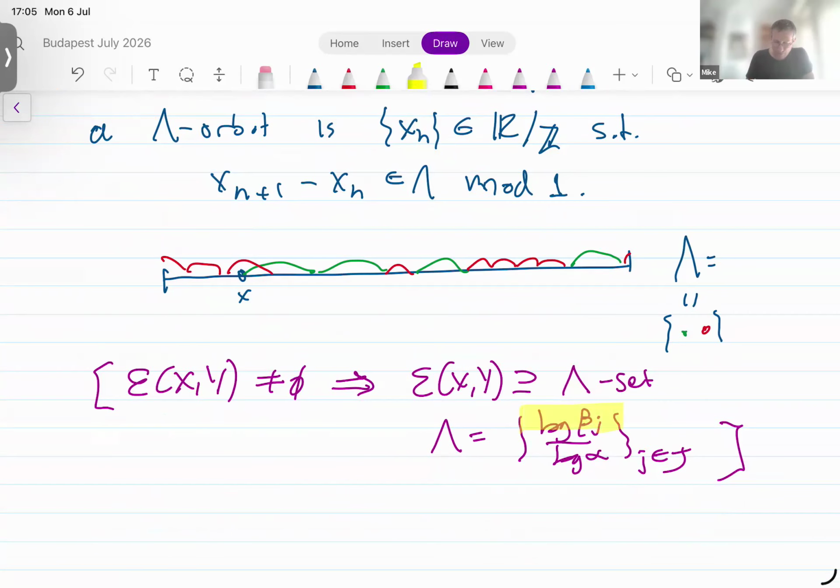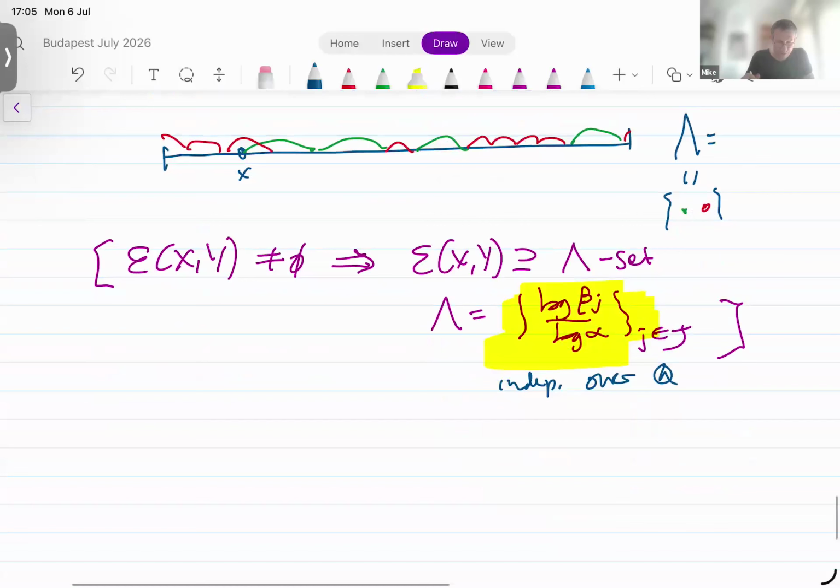And we know from the assumptions of Fink's conjecture that this set is independent over the rationals. That was the conjecture, that if this set is independent, then there are no embeddings. So we're assuming that this is independent, and we're now hoping to show that a lambda set is large. Because if a lambda set for a Q-independent set of gaps is large, that means that the space of embeddings is large, and then we have some hope of proving the conjecture.